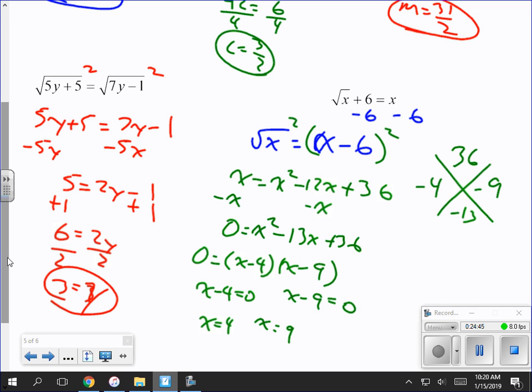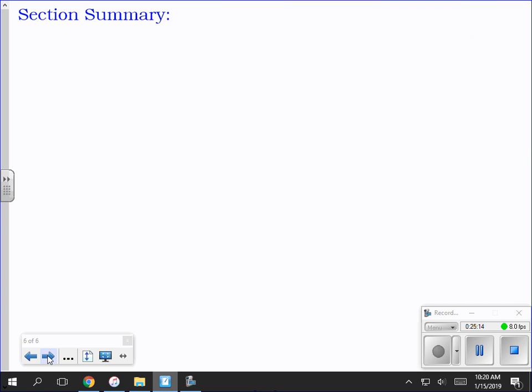Square root of 4 is 2, 2 plus 6 is 8. 8 does not equal 4. That one doesn't work. Try 9. Square root of 9 is 3. 3 plus 6 is 9. This one does work. Like I said, 90% of the time, you have two answers. One works, one doesn't. Do not always count on that, though. Okay. And I do believe that's it.